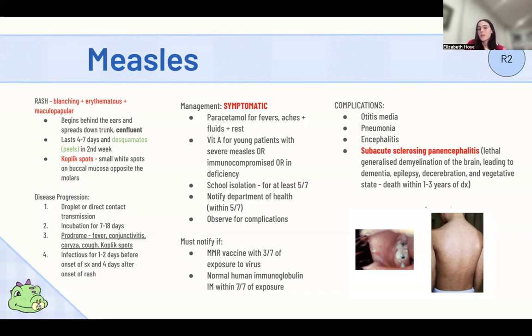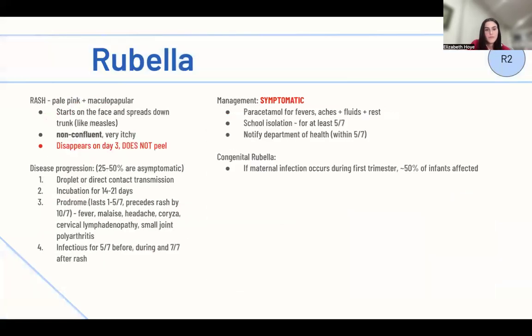For measles, something that's really important is to note what the complications are because it can lead to more serious things. That includes otitis media, pneumonia, encephalitis. And the really red flag one that you should remember is subacute sclerosing panencephalitis. That can lead to death within, I guess, 1 to 3 years from diagnosis because of demyelination in the brain. It can lead to a range of neurological conditions and it's really quite debilitating.